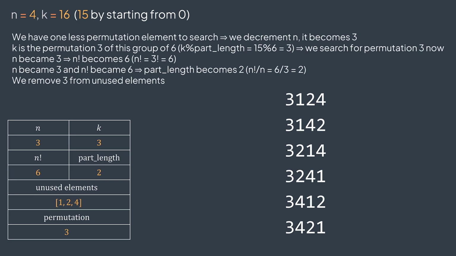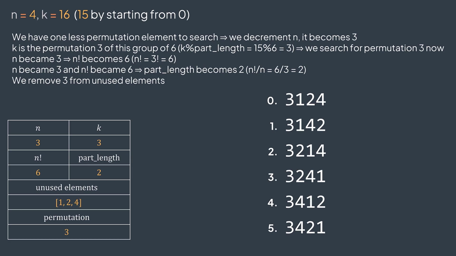We need to update variables. K needs to be modified. Initially, we were searching for permutation 15 among all the permutations. But in this group of 6 permutations, we're searching for permutation 3. Why 3? Because 15 modulo 6, the length of the part, is 3. K is 15 when we start from permutation 0, but in this particular part, if we label permutations starting from 0, we're searching for permutation 3.